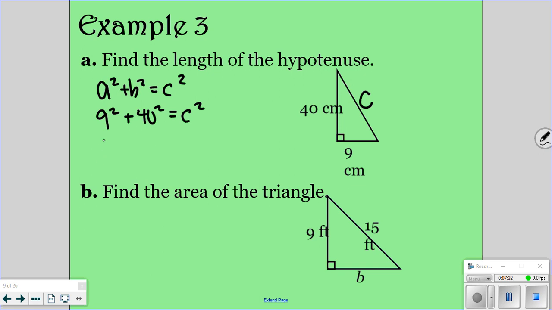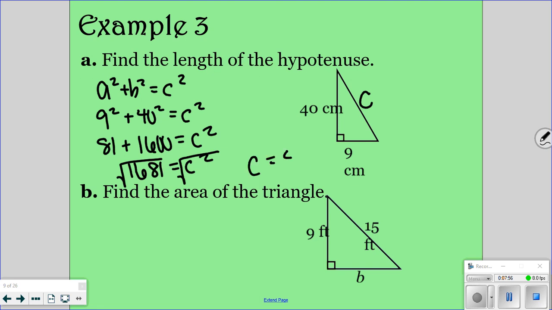So 9 squared is 81. 40 squared would be 1600. And then equals C squared. So 81 plus 1600 is 1681. And then to find C, you're going to take the square root of both sides of your equation. So the square root of 1681 is 41. And then the units are centimeters. So that's the length of your hypotenuse.